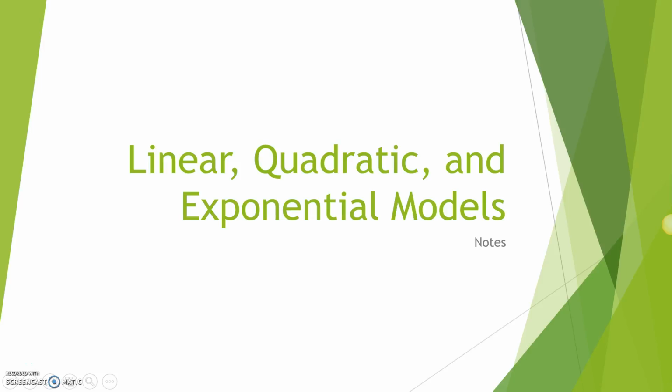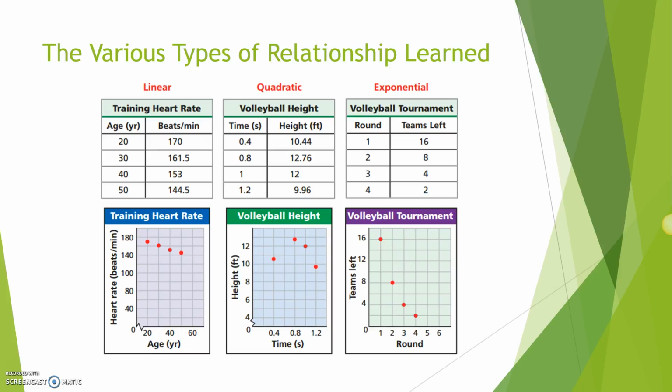This lesson is on linear, quadratic, and exponential models. So throughout this year, we've learned about lots of different types of relationships. We've learned about linear relationships, which form a linear line. The first example is shown here for you. We've learned about quadratic relationships, and remember, quadratic relationships create a curve when you're plotting points, like the second example.